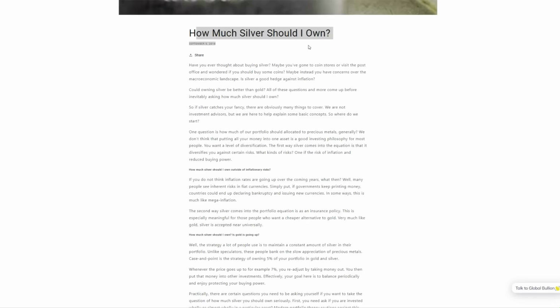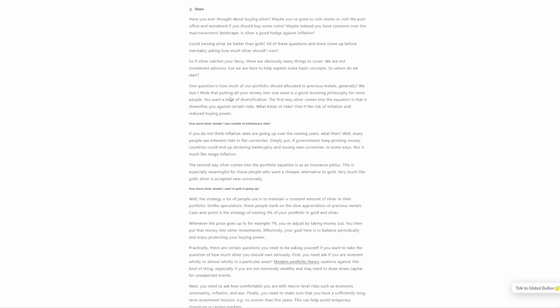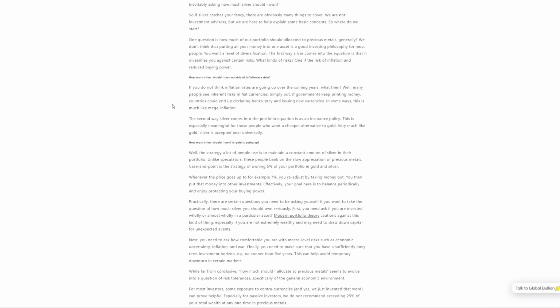So this one, how much silver should I own? Have you ever thought about buying silver? Maybe you've gone through coin stores or visited the post office and wondered if you should buy some coins. Maybe instead you have concerns over the macroeconomic landscape. Is silver a good hedge against inflation? Yes, we all know that question. So let's go into the meat and potatoes.